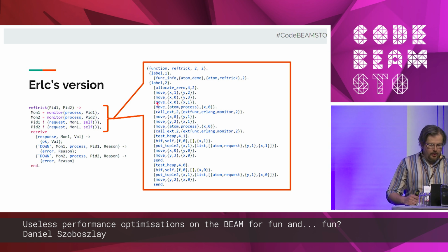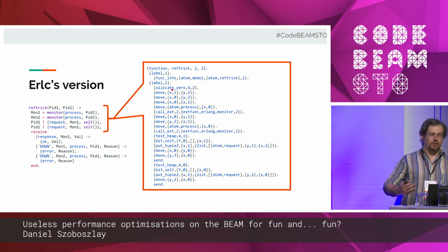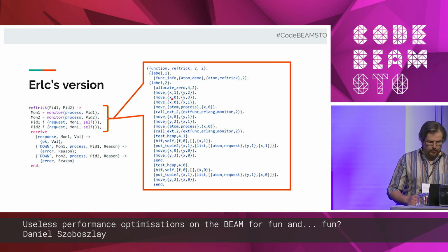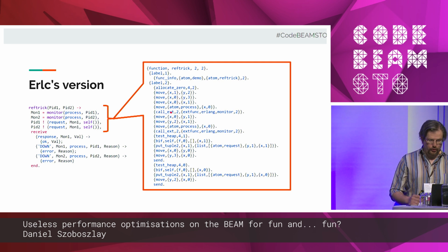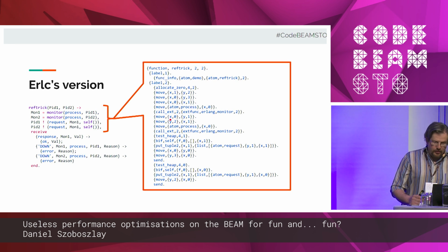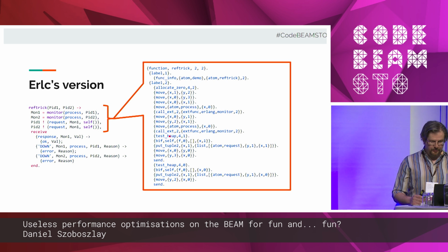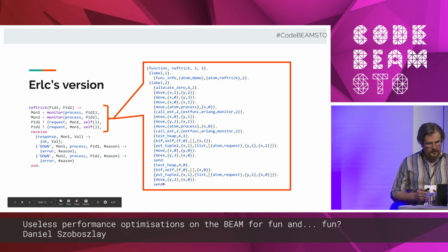Let's quickly see what it is. First, we allocate 4 words on the stack for values we want to survive function calls. Then we move there the 2 arguments because we will need them later, the 2 PIDs. Then we start preparing for calling erlang:monitor. So we arrange the arguments on the X registers, we do the call, we save the value, and then we start preparing for calling the second erlang:monitor. And once we are here and done with that, we build up the message tuple that we will send eventually to PID 1, and then we do it again to send it to PID 2.